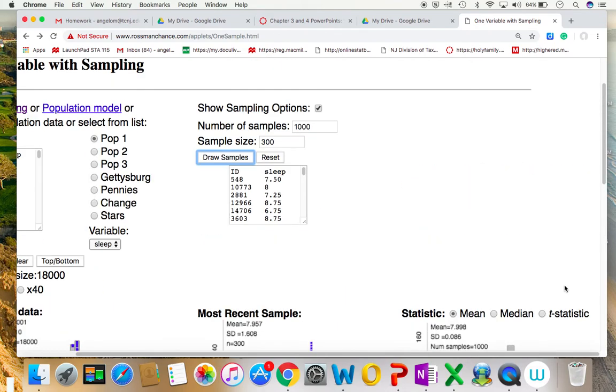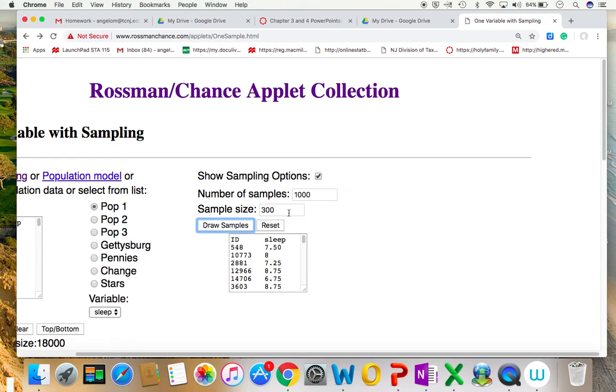So the moral of the story: the higher the sample size, the more consistent your variable is going to be, and the lower your sampling variance is going to be.